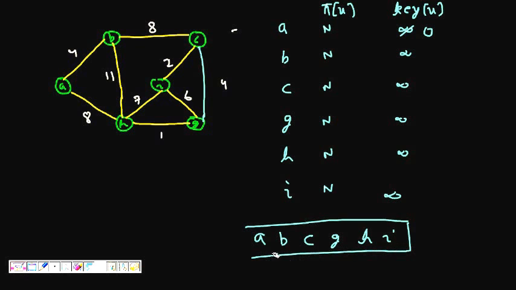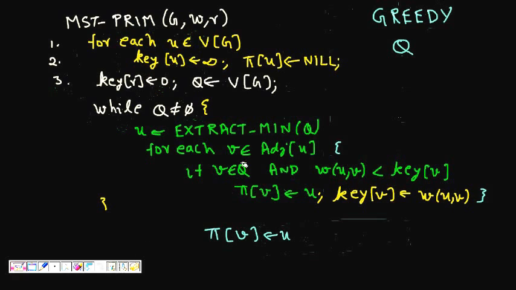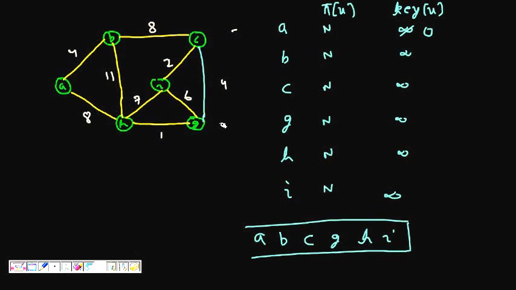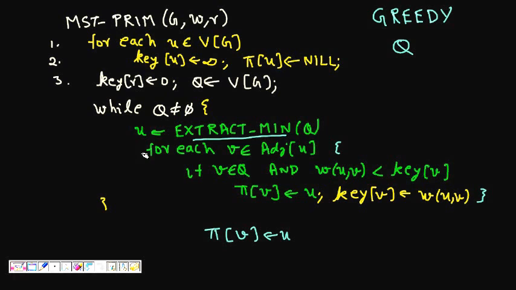So now we have this. Next, while the queue is not empty, we extract min, which will give us the minimum. Initially we have it like this. So extract min: A is the root and it has key 0, so based on that key it is extracted first, and we got A.